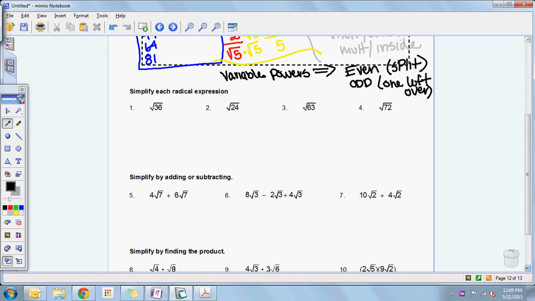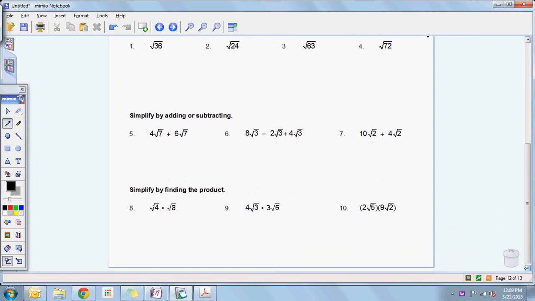And then for the next section, you're just adding or subtracting. Remember, the key here is that you're going to look for your like terms. Like terms for radicals are going to have the exact same number under the radical symbol. So all of these have like terms within the problem. If we look at example 5, they both have a square root of 7. So that means I can add the outside numbers to get 10. And I'm going to keep whatever is underneath the radical exactly the same. And that's all you've got to do for this section.